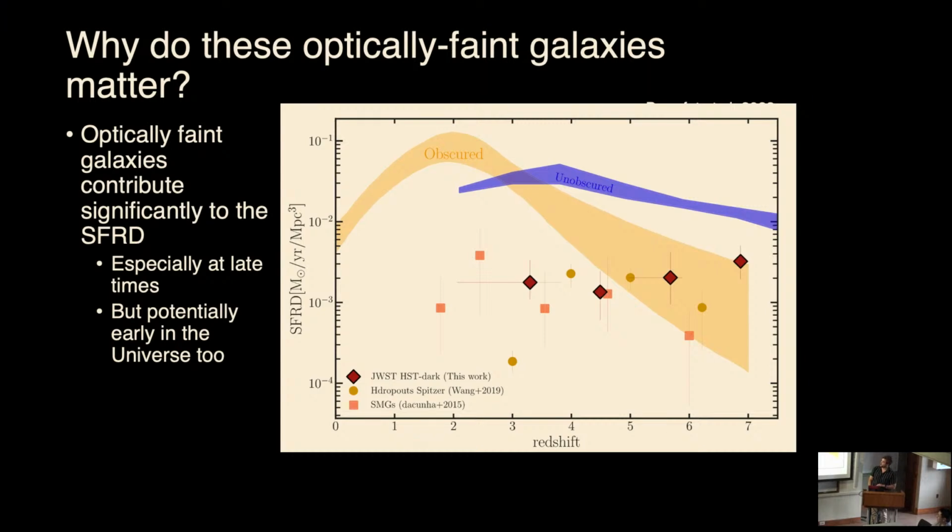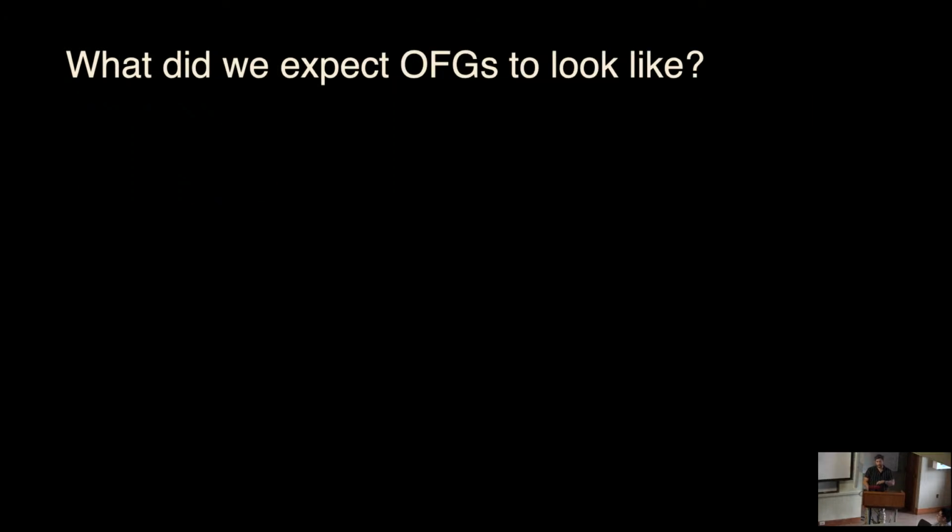I already set this up nicely. Optically faint galaxies are important because they contribute a lot to the star formation rate density throughout time, and possibly going even farther than this plot shows. So what do we actually expect them to look like?